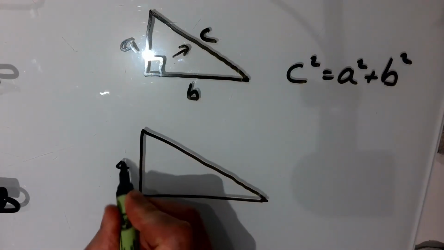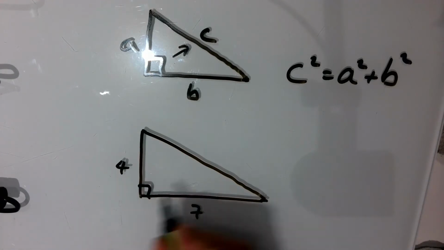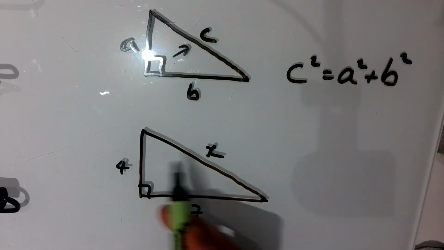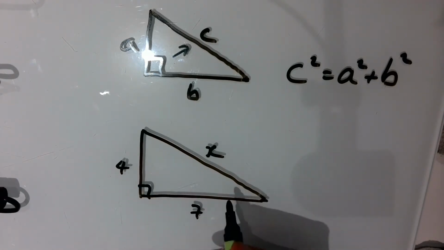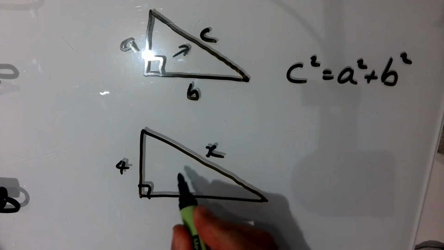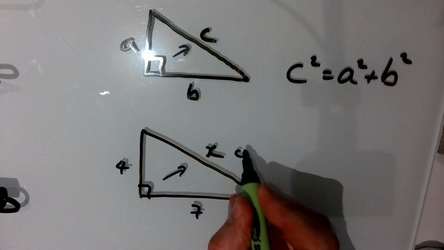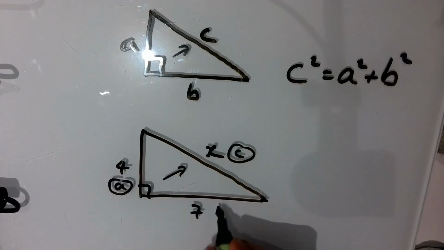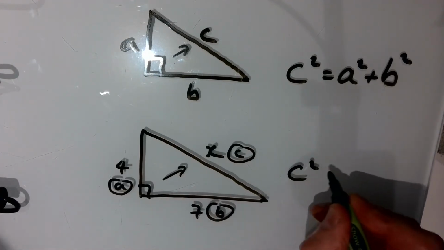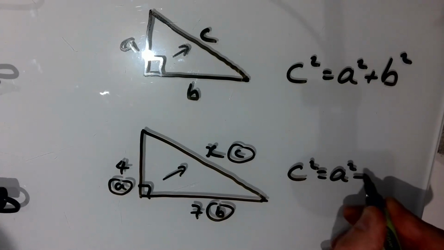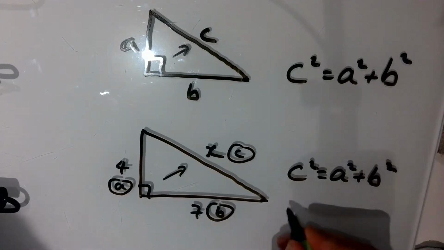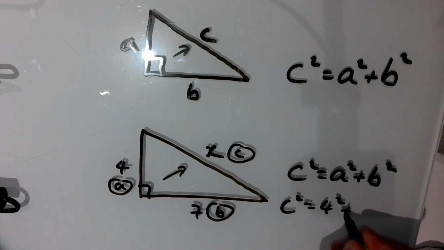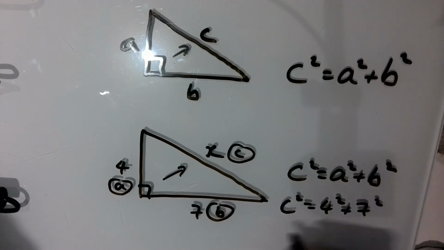So the first one is to try and find the length of the side labeled X. The first thing we need to do, and always do, is label our sides. C is the one opposite the right angle, so we're going to call that one C. The other two we're going to call A and B. C squared equals A squared plus B squared. C squared equals 4 squared plus 7 squared.